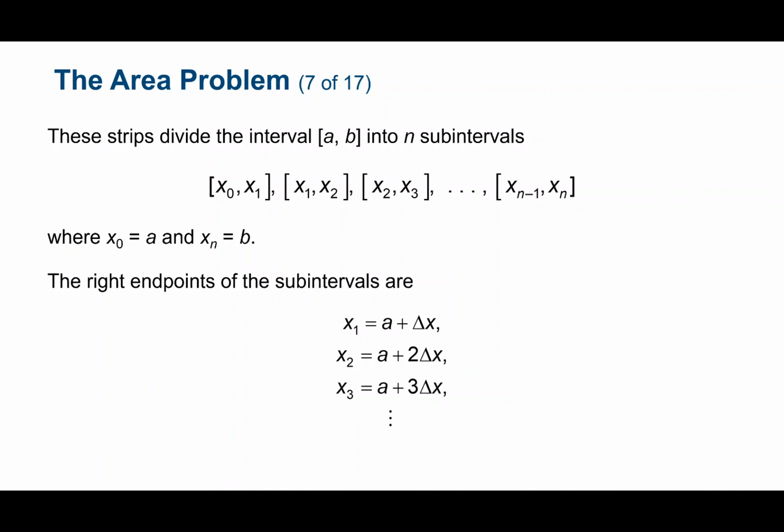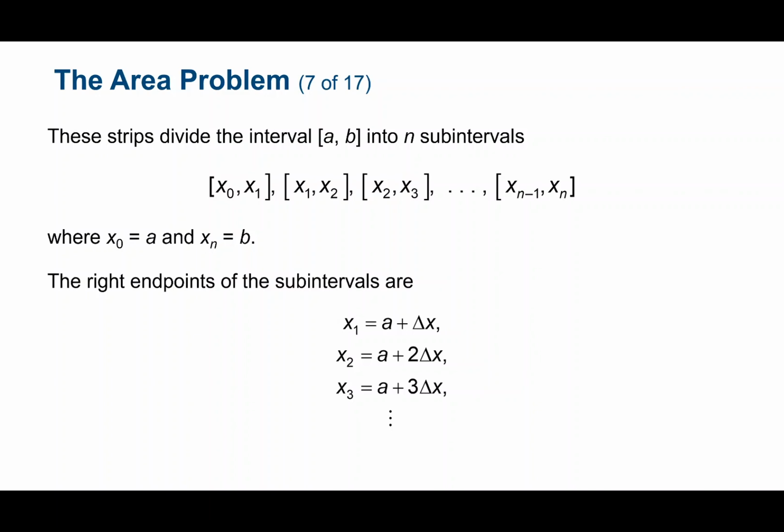Okay. So that makes finding the right endpoints of each one not that bad, because we start at A, the very left endpoint, and then we just add delta x, how wide the rectangle is, and we know where that tells us where the right endpoint would be. And if we add delta x again, it gives us the right endpoint of the second rectangle. Add delta x again, it gives us the right endpoint of the third rectangle. And we can do that all the way to the end.